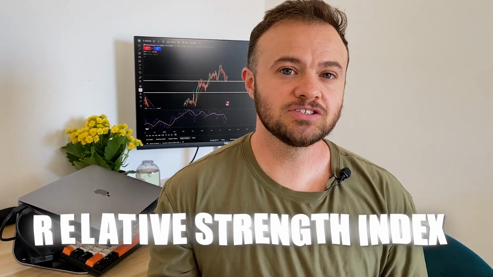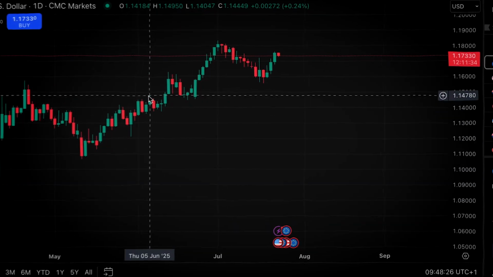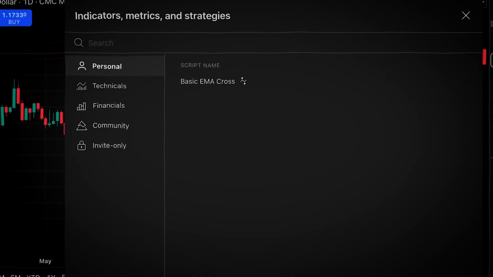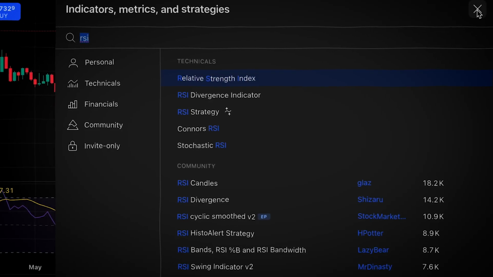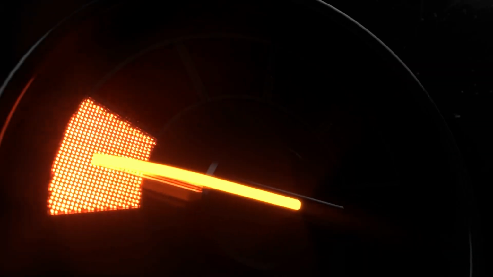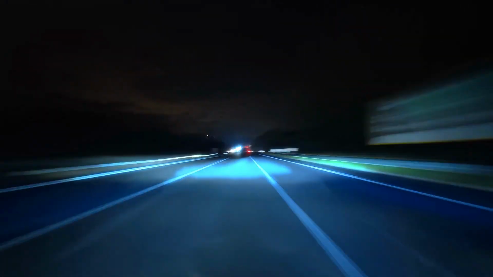RSI stands for Relative Strength Index. Despite the name, it has nothing to do with comparing one asset to another. Instead, it measures the momentum of the price movements of an asset. RSI is almost like a speedometer. A car speedometer is going to tell you how fast it's going or how slow it's going. RSI is telling you how fast a certain asset's price is moving. That can be moving really quickly up, really quickly down, or moving much more slowly. Most importantly, RSI can tell you when an asset's momentum is running out of steam.